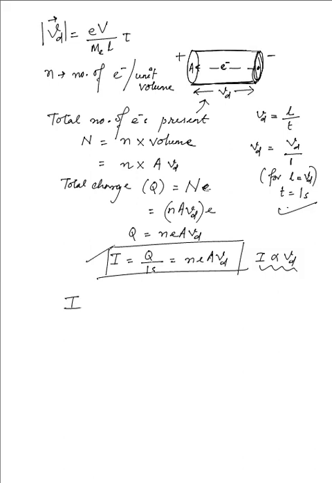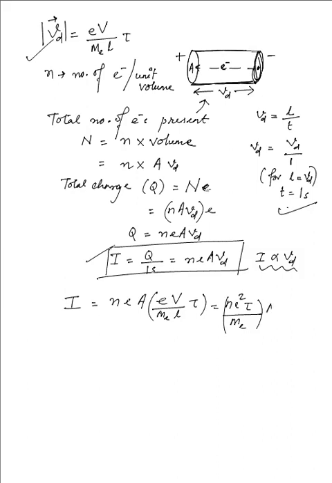So as we have I is equal to NEAVd, and instead of Vd we can use the value that we had just obtained at the top for Vd. We put it over there: EV by ME times L times tau, tau being the relaxation time. That is equal to NE squared tau, I bring the tau over here on purpose, divided by ME, and this term can be kept in brackets.